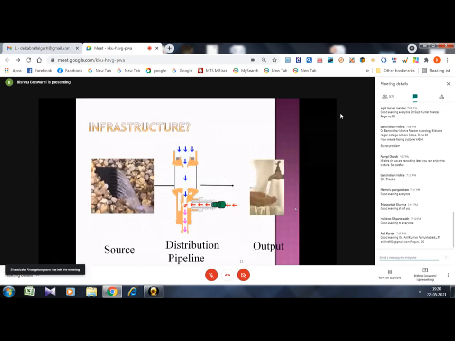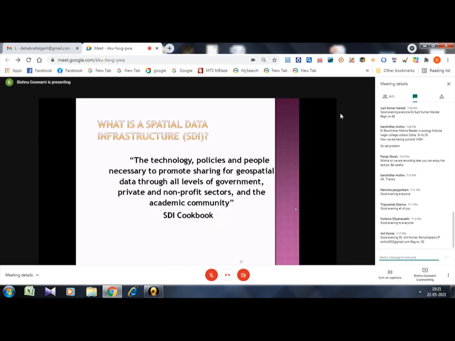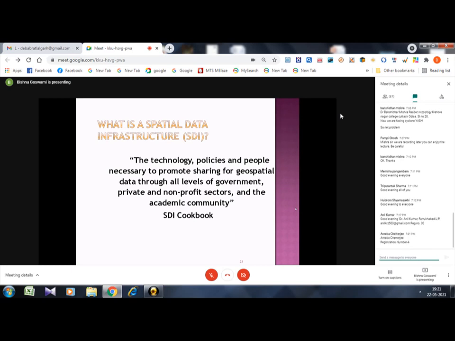So this is the infrastructure as we talked about. There is this distribution pipeline, and we have this output. And there are a lot of factors, there are a lot of valves inside, and we can get the output. The Spatial Data Infrastructure by the SDI Cookbook is a good book to learn from at a glimpse. So this is the technology, policies, and people necessary to promote sharing of geospatial data through all levels of government, private and non-profit sectors, and the academic community. So this is spatial data infrastructure and its goal.